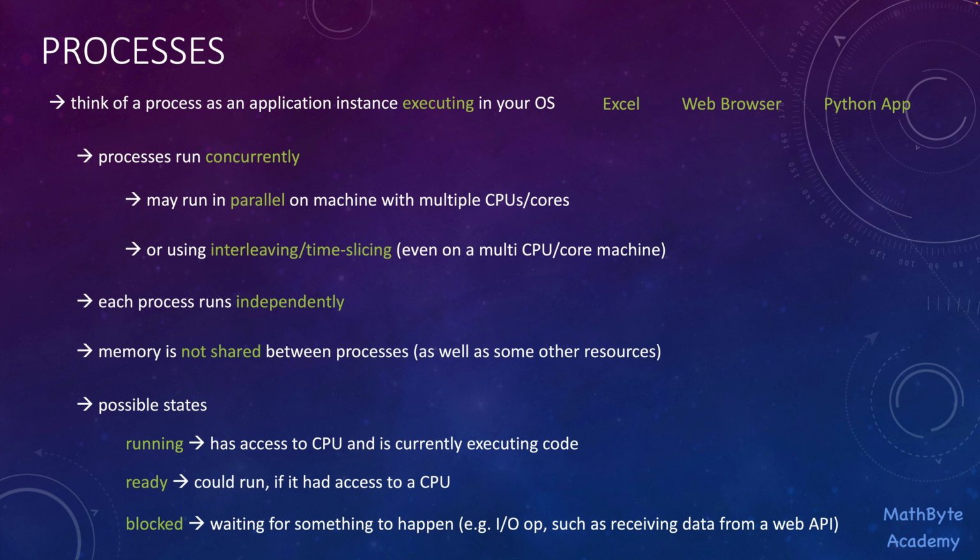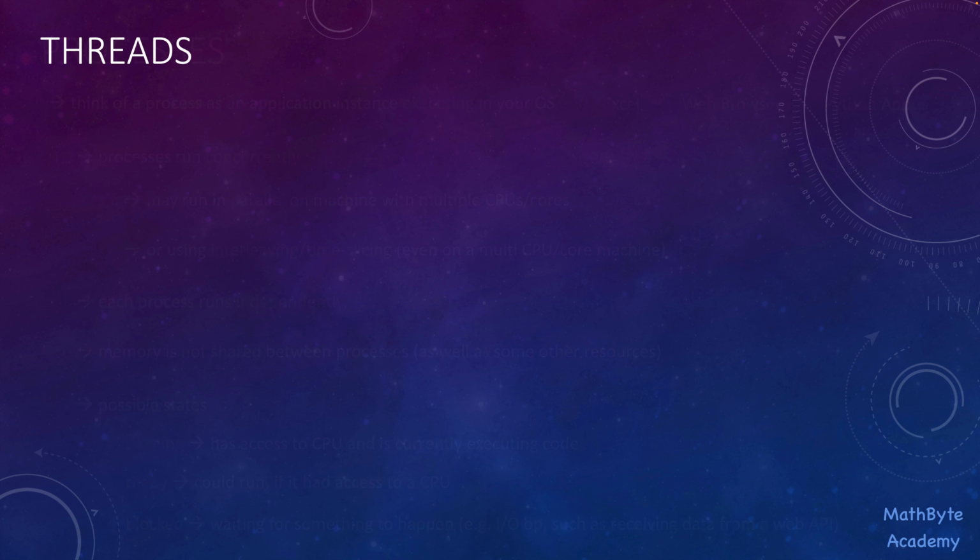Let's say that you have code that makes a call to a web API. Well, it needs to wait for that result before it can continue doing the processing based now on the data that was returned. That's called blocked, and that's something that's really important. It's going to come up again and again in this discussion.